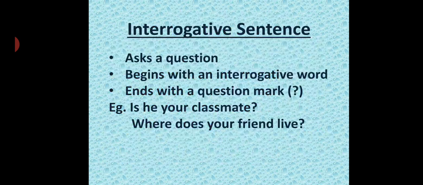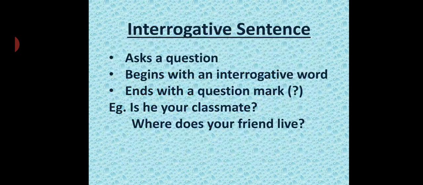The next type of sentence is the interrogative sentence. It asks a question. It begins with an interrogative word or a question-asking word like what, when, why, where, whom, how, etc. Or with a verb such as do, does, is, am, are, was, will, or shall. Another thing is it always ends with a question mark.